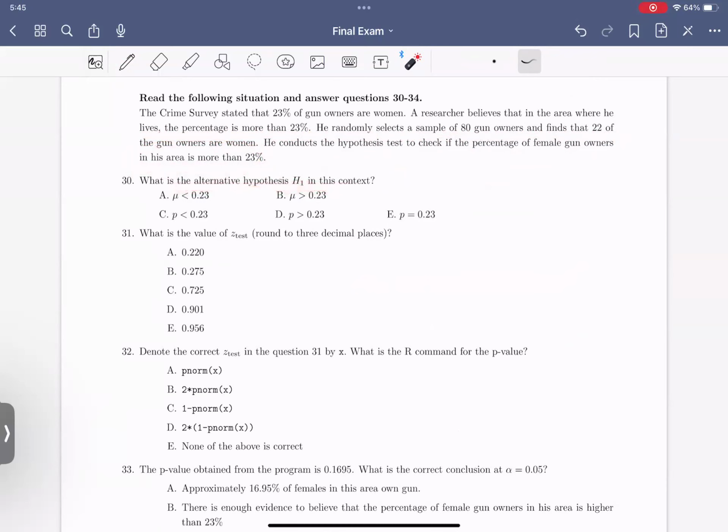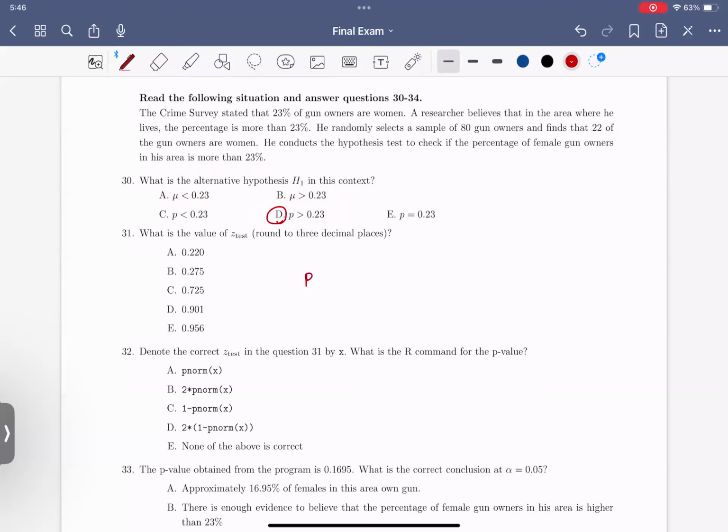So of course, because he wants to know if the percentage is more than 23 or not, choice A and B are wrong for sure. So it should be choice D, because p greater than 0.23 or not. All right, next one, question 31. What is the value of the Z test?